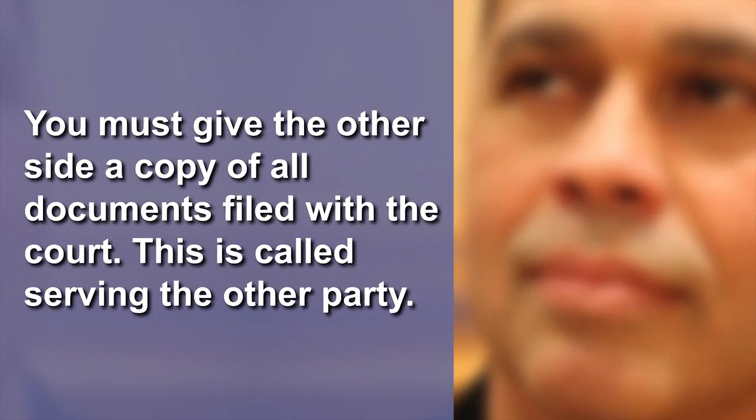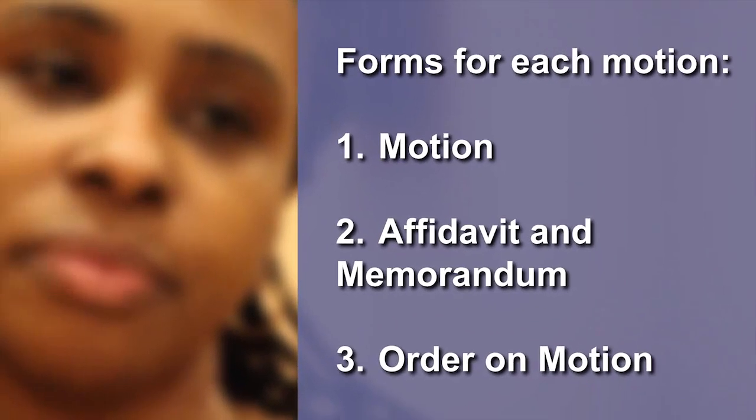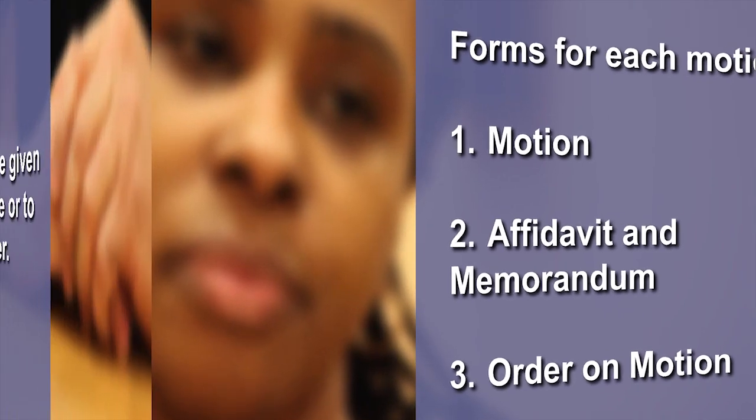With almost all motions, you must give the other side a copy of all documents filed with the court. This is called serving the other party. There are particular forms that you must use with each motion. To file a motion, you must complete these forms. 1. Motion. 2. Affidavit and memorandum. 3. Order on motion. You can get copies of the forms online.